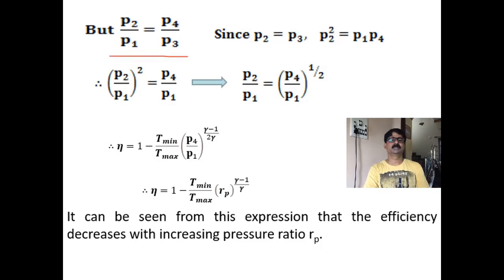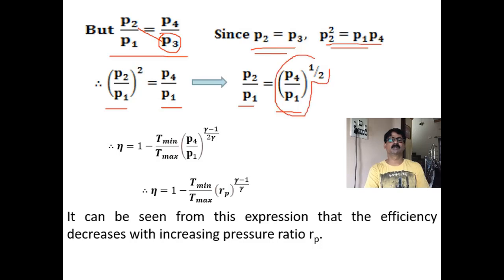But we know that P2 by P1 is equal to P4 by P3. Since P2 is equal to P3 because of constant pressure cooling, this also you can write as P4 by P2. So it becomes, cross multiplied, P2 square is equal to P1 P4. Or if you divide it by P1 square on both sides, P2 by P1 whole square becomes P4 by P1, or P2 by P1 is equal to (P4 by P1) to the power half. That means the individual stage pressure ratio is the square root of the overall pressure ratio.